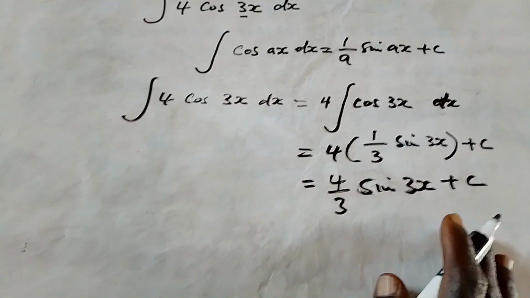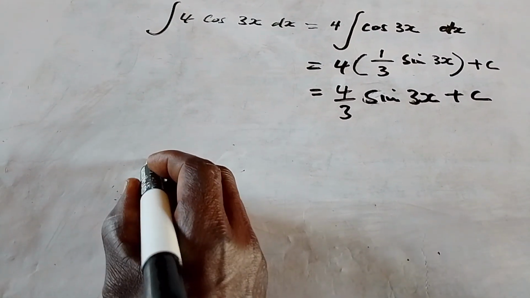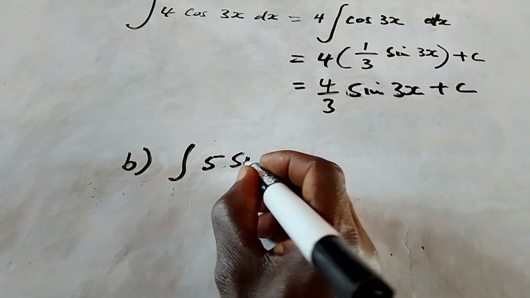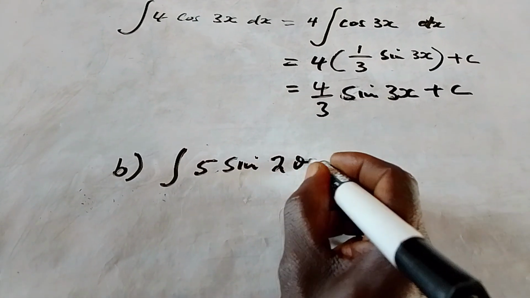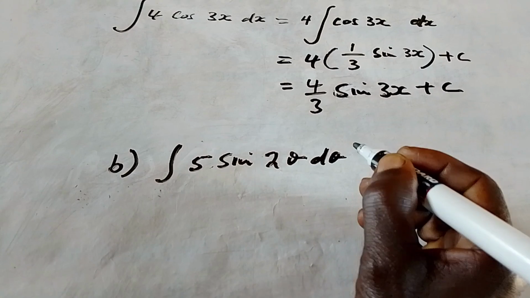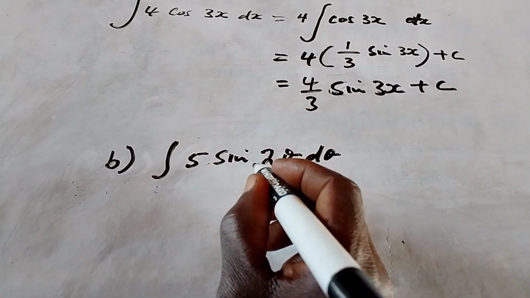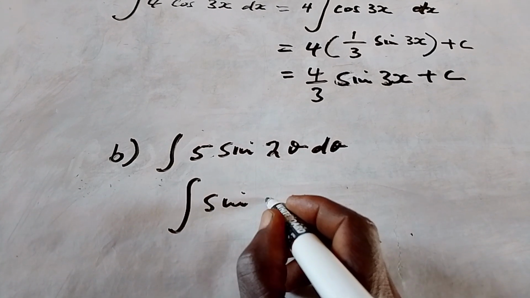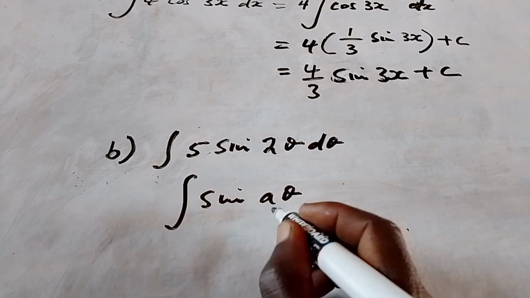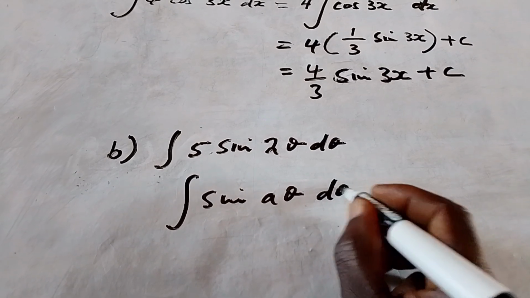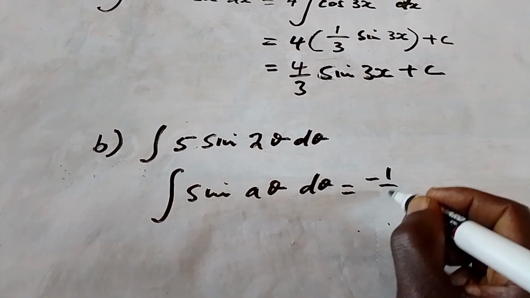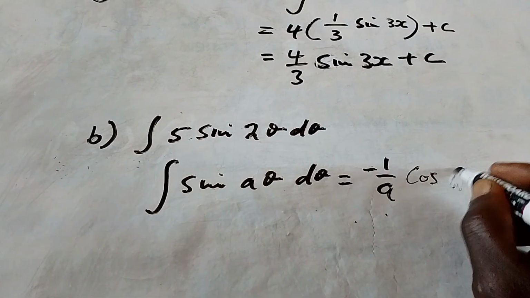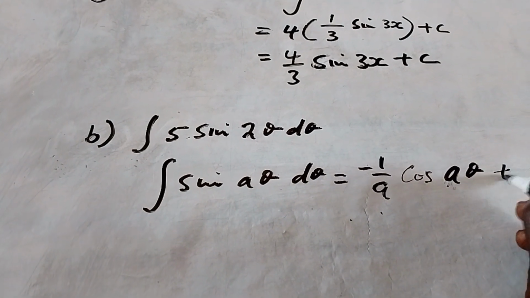Let's now move to part B. In part B, we have the integration of 5 sine 2 theta with respect to theta. So the general formula for the integration of sine a theta, or ax, with respect to theta is equal to negative 1 over a cos a theta, then plus c.